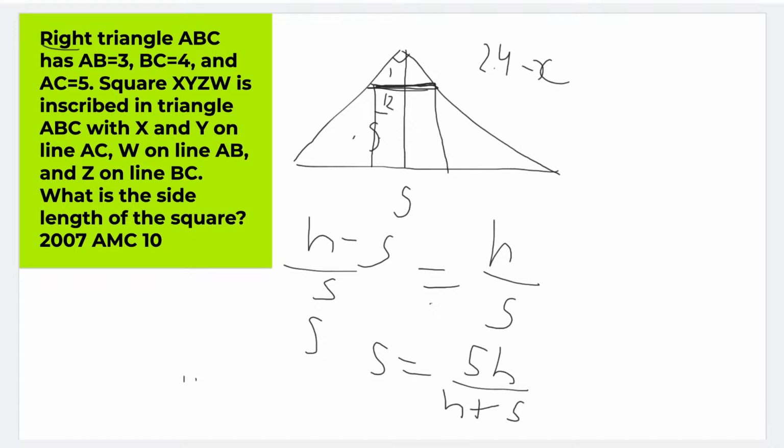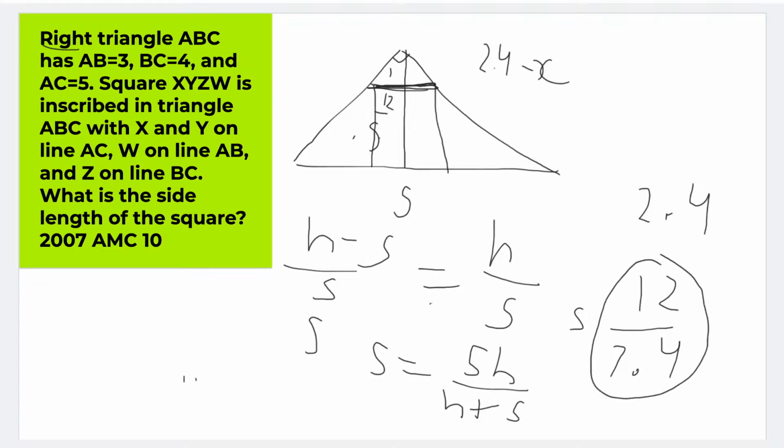And then we already know that the height is 2.4, so we're going to plug that in there. So we have 12 over 2.4 plus 5, which is 7.4. 12 over 7.4 is the side length of the square. You can solve this out, but we have to do the other problems since there are a lot more left.